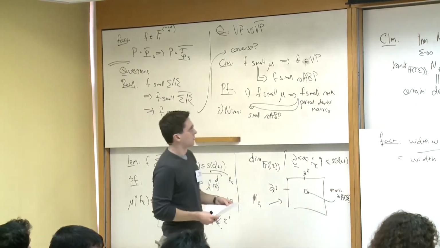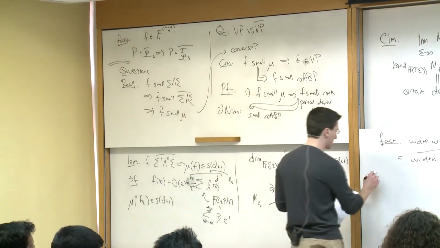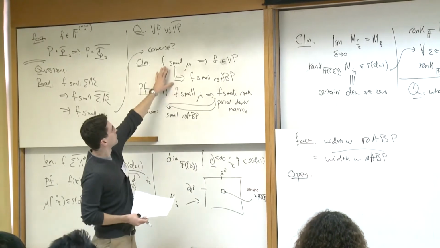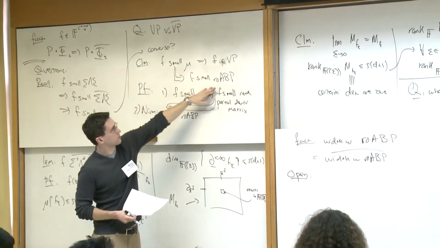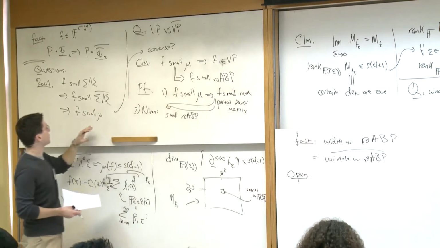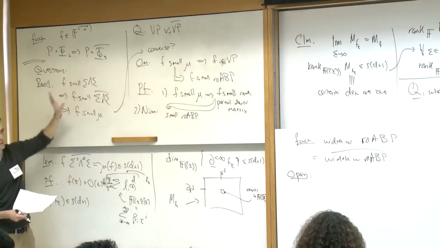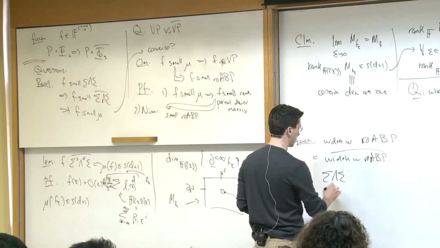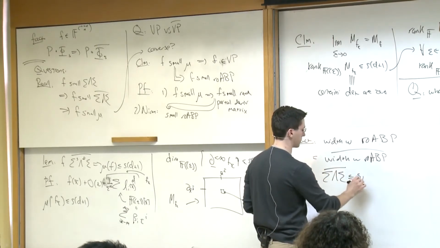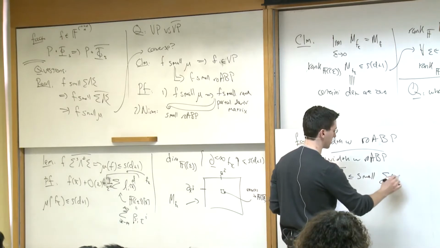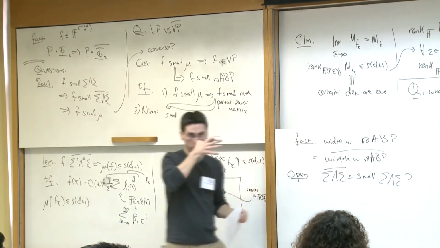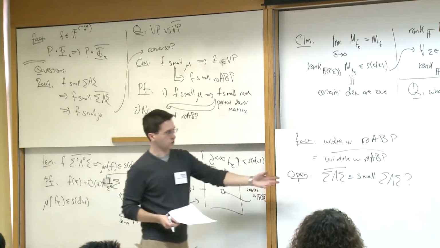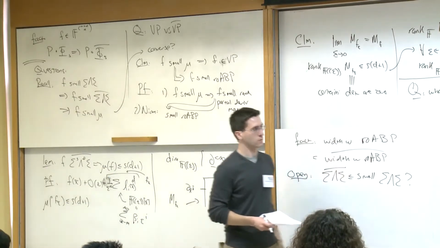But the open question here is this: this says that the closure is in small Riemann ABPs and small VP, but the question is, how do these two classes relate? That's what we don't know. If you take depth 3 powering and put its closure, is this contained in small depth 3 powering? We don't know the answer to this question. Yes, with polynomial bounds, so small and small, whatever small means.